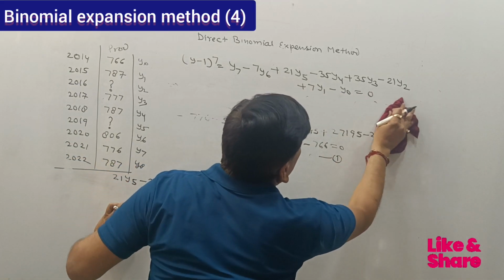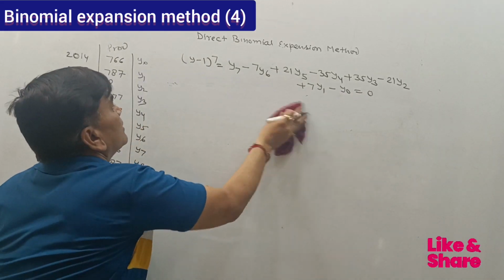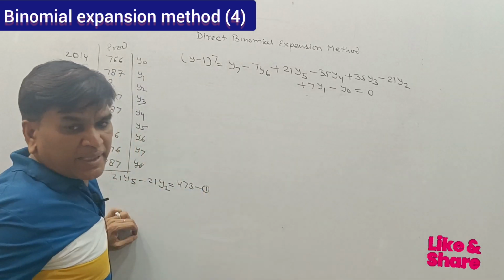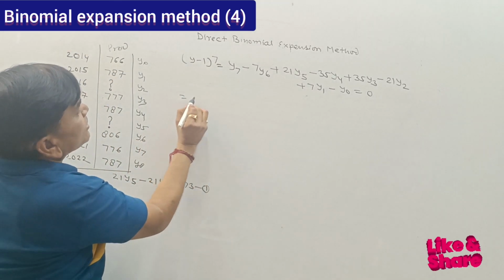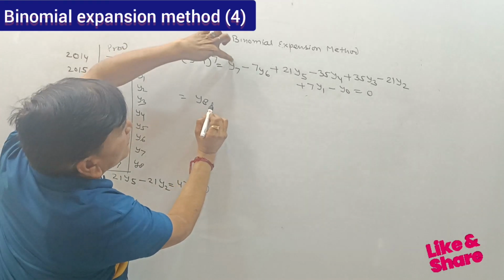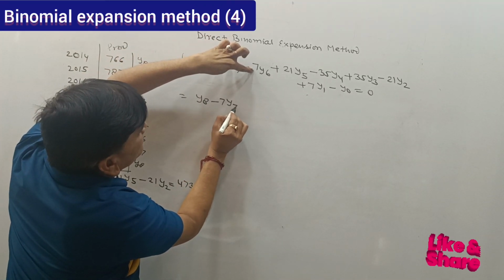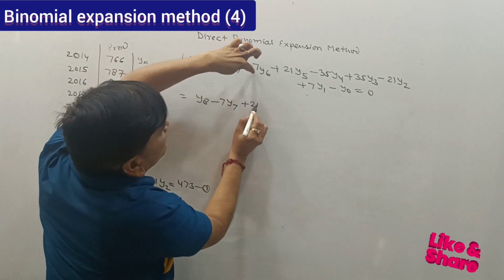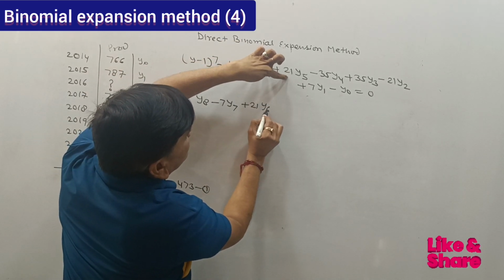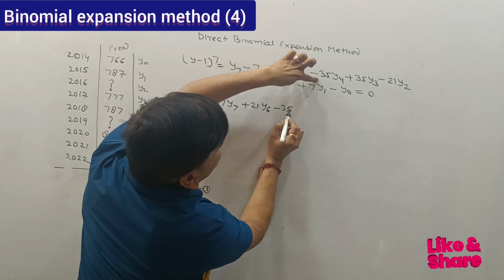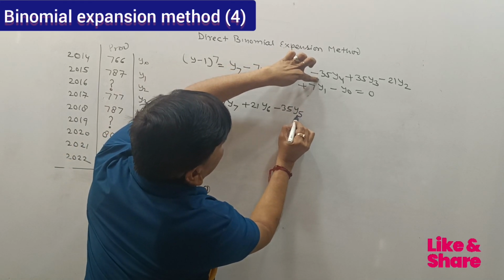We will increase a digit of this. Same equation, we will increase the digit of this. So y8, y4, y7, y8. 7, y6, 7 plus 21, y5, then y6. Then 35, y4 is here, so y5 will be right.